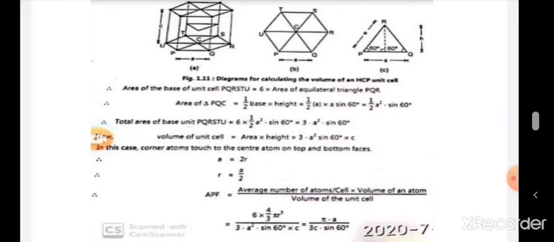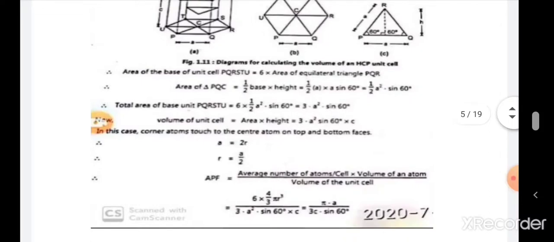Now we can replace r by a by 2, because we have one other relation, that is average number of atoms per unit cell into volume of atom, where our answer is 6 into 4 by 3 pi r cube. So we have to place the volume of unit cell in terms of r or in terms of a. So if I put a is equal to 2r, or r is equal to a by 2, what will we get? Let's see.